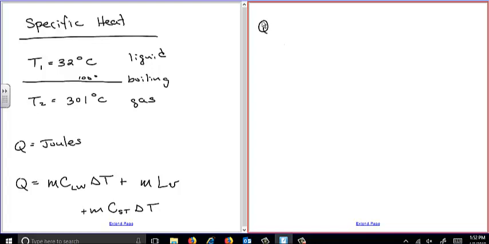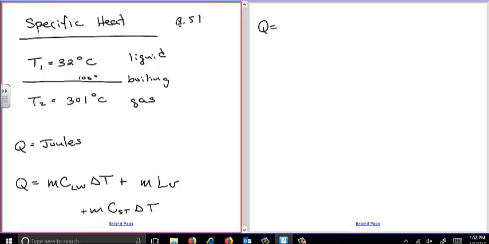So all I have to do here is plug in the numbers. Let's say I have 2.5 kilograms. So that's mass. I have to give you the mass. I'll give you the initial and final temperature. If it's less than 0, it's a solid. If it's greater than 100, it's a gas. If it's between 0 and 100, it's a liquid.